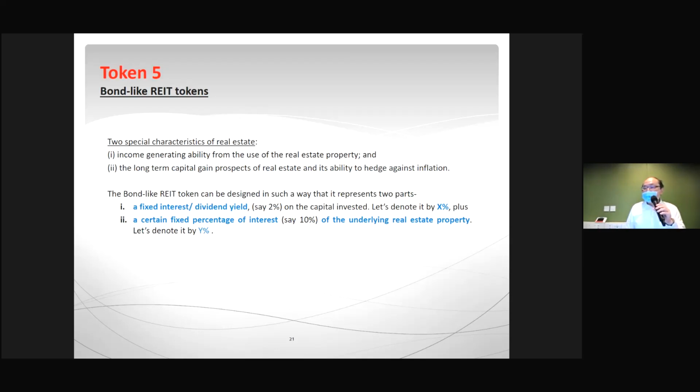Okay. The fifth one will be about the bond-like REIT token. The idea is this: real estate property has two special characteristics. First, it can generate income through rental yield. The second one is that real estate property can hedge against inflation. So if we can structure the token such that it represents a fixed income and also a certain percentage of the underlying asset, then it will be marketable and maybe very popular among long-term investors, just like pension funds and sovereign funds. They may be interested in that. So it will provide an alternative method of raising funds and investment.